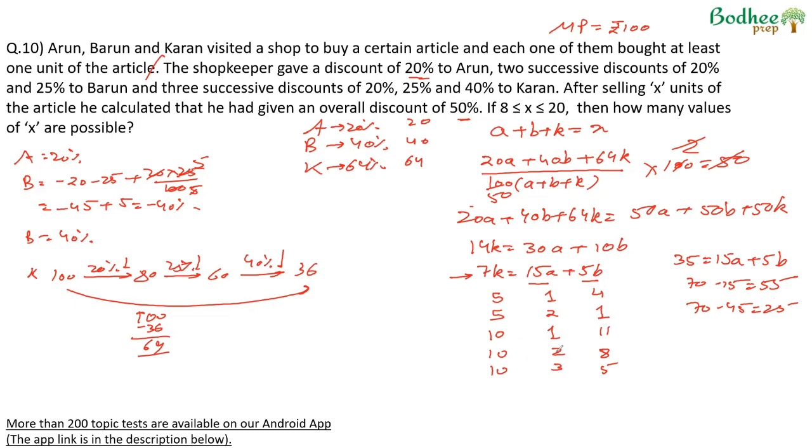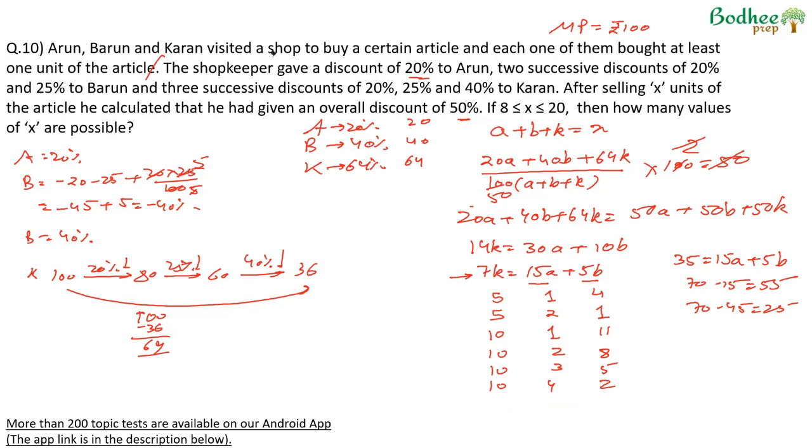70, 11, 1. This increases by 1, decreases by 3. Increase or decrease by 3. If we put this as 4, this will be 70. 15 4s are 60, 5 2s are 10. If we put this as 5, this will become 75, so not possible.